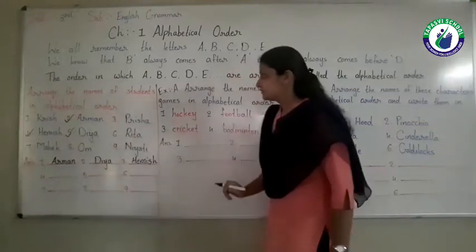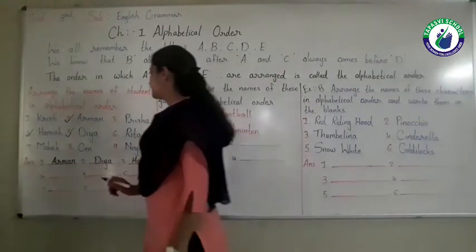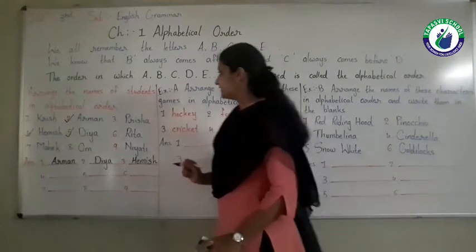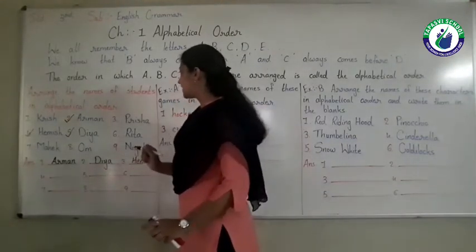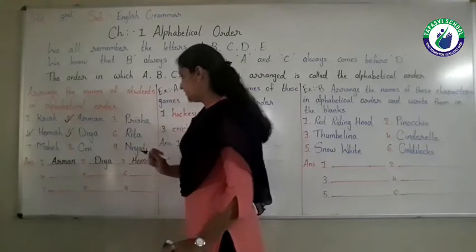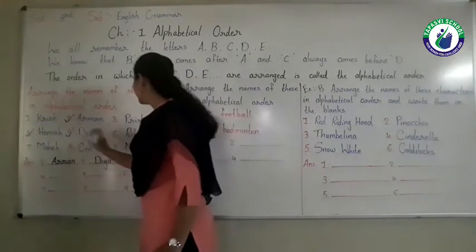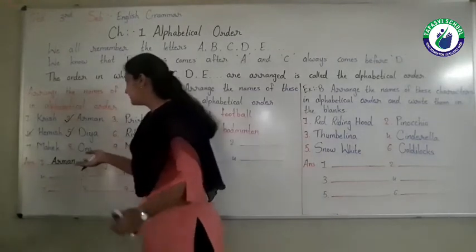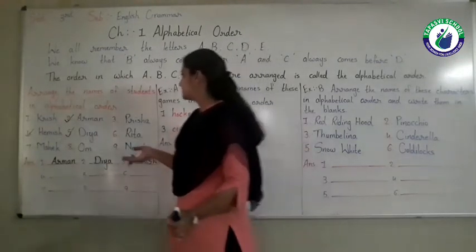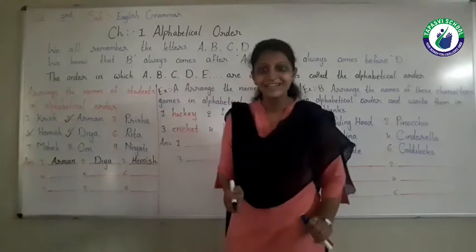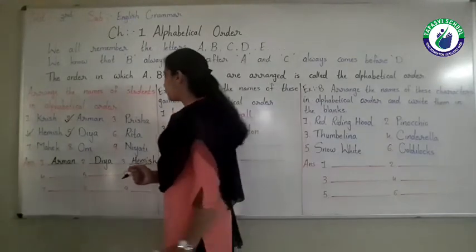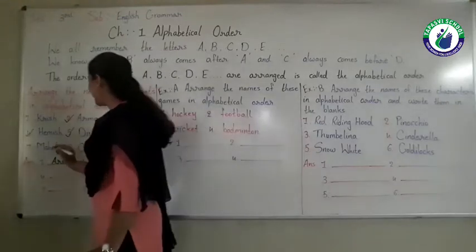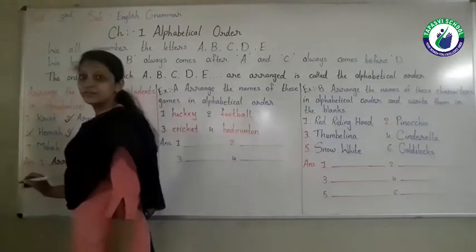Next, I. Yes, I. Any name of student starts with letter I? Yes. नहीं दिया है लेटर I से कोई भी वर्ड. J से नहीं. K से? Yes, K से दिया है. Which name of student is given? Krish. Yes, you have to write down in number 4.